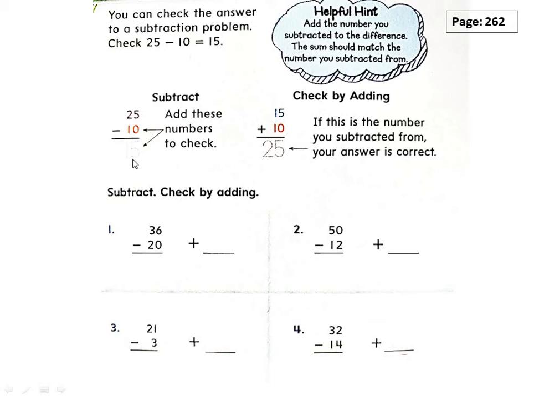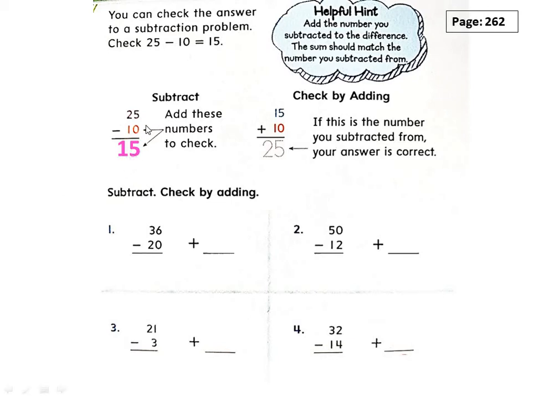Interesting. We don't have to regroup. Now, 2 minus 1 equals 1. So the difference simply is 15. Now, how can we check if our answer is correct or not by ourselves? Just as we did before, we have to add the two parts to get the whole. If we get the same number, we know that our answer is correct.